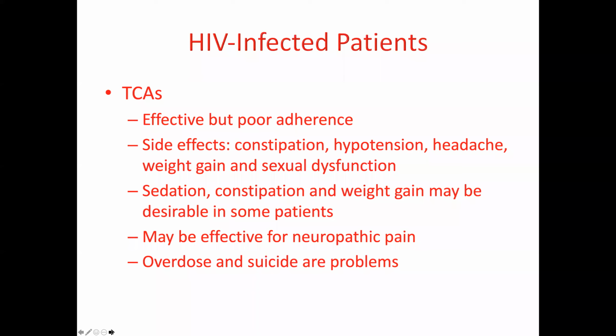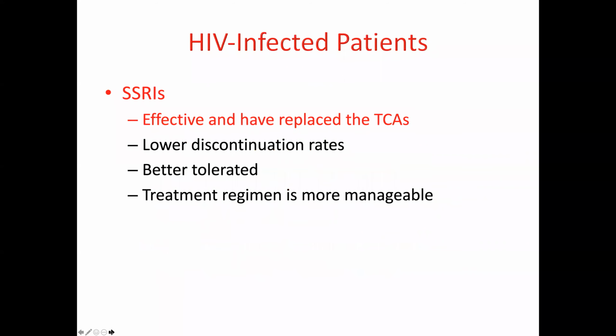But we have to be careful, and since this population may be at a high risk for suicide, we've got to be careful because overdose, especially with a tricyclic, can be used. Many of these individuals will develop neuropathic pain, so the tricyclic is effective. The SSRIs have actually replaced a lot of the tricyclics as far as antidepressants. They simply are better tolerated and more manageable.